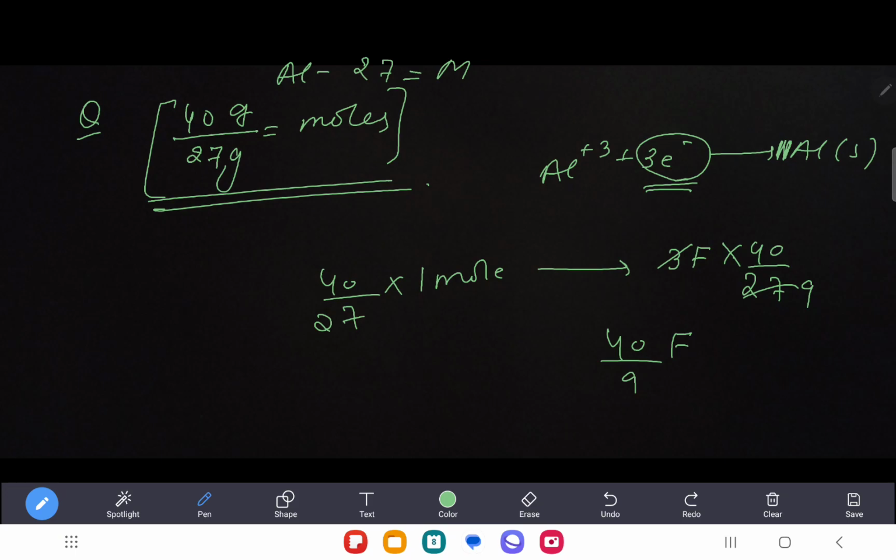You can also do it like this. Obviously, when you know the value for 1 mole, how would you convert it to the required value? Basic unitary method comes from 7th-8th grade, that should come. Whatever comes, 4.44, 4 9s are 36, that much Faraday. Okay, so solve it this way.